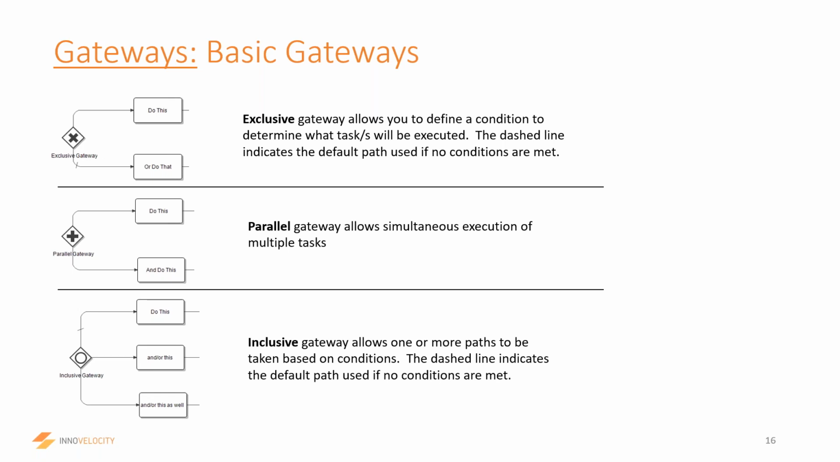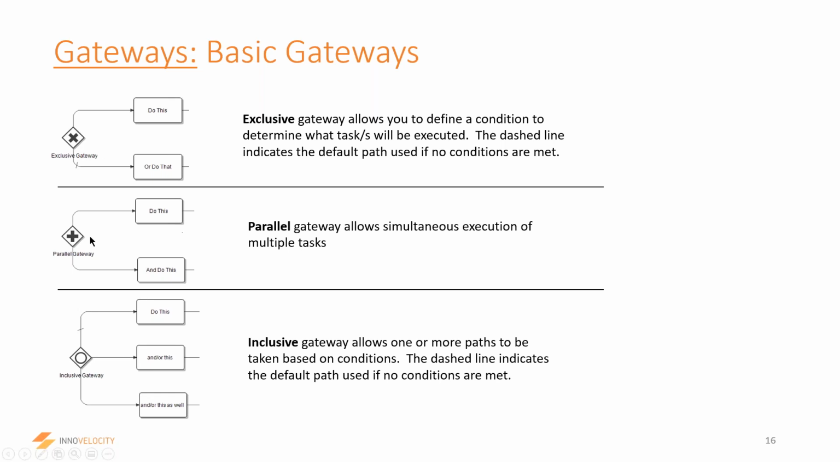Now, gateways, many of you will be familiar with these. These control the flow of the process. And there are a few more types in BPMN, but these three most important ones are exclusive gateways, which basically say you can go this way or that, one way or the other. And there's typically a default path that's defined with a dashed line that can be followed in ambiguous circumstances.